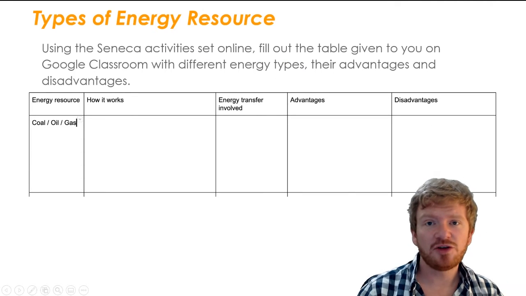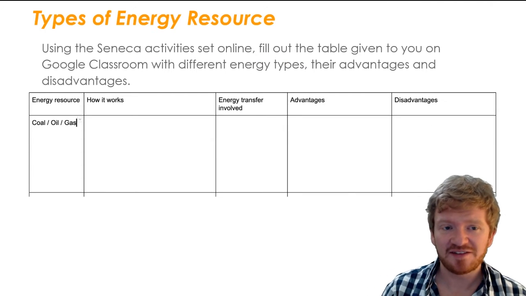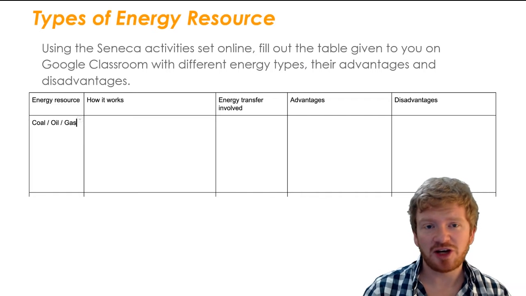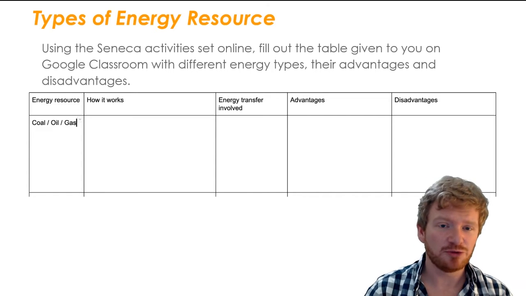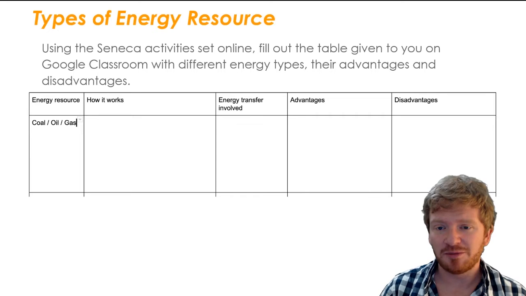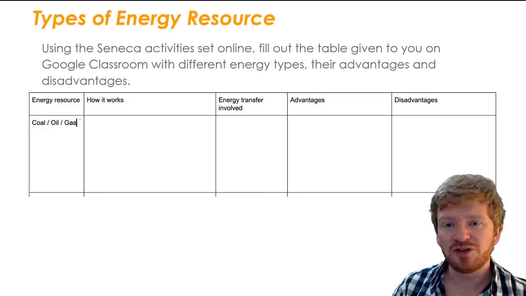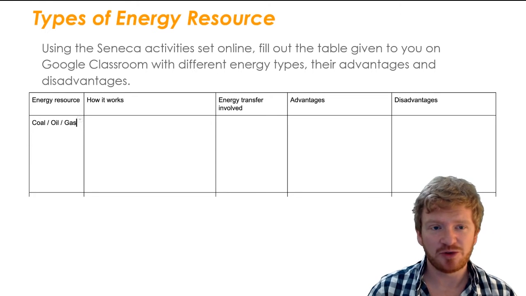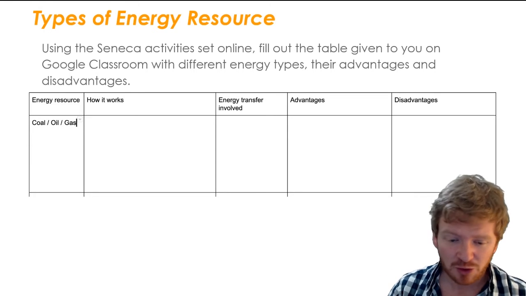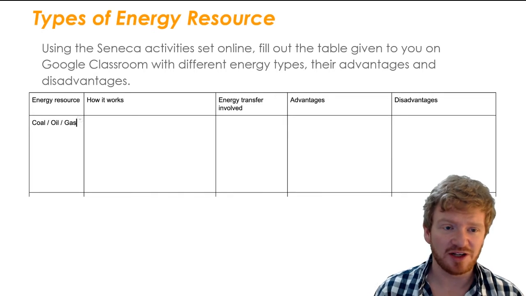Now, what you need to know for your CIE IGCSE is the different types of energy resources that go into a national grid, the energy transfers that are in them, and some advantages and disadvantages of them. So that's what I want you to do next. You're going to be going on to Seneca, and you're going to be using information that I've set you on Seneca in order to fill out this table. I'm going to do the first one with you just to give you an idea of how it works.